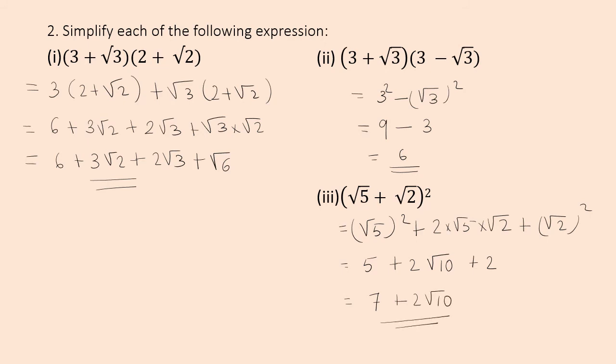Now please listen, whenever you are having a rational number and you are adding to it an irrational, you are not supposed to add 7 plus 2, that is 9 root 10, because 2 root 10 is an irrational number and 7 is a rational number. So the answer is 7 plus 2 root 10.